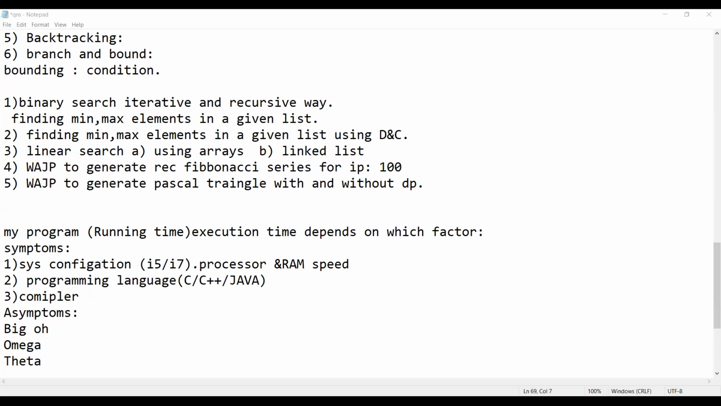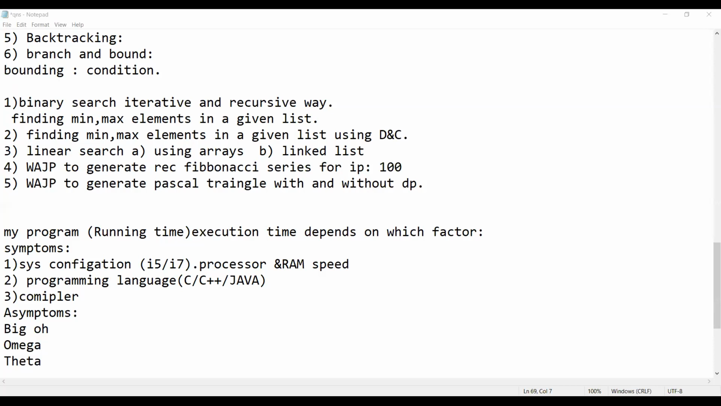2 power n means the sum of subsets problem. If you take a set with n elements, suppose set H equals 1, 2, 3, with 3 elements, then the number of possible subsets is 2 power n. These are the time complexities. So what is our intention?